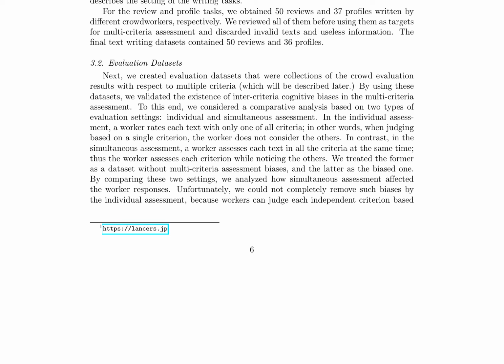The research then shifted to creating evaluation datasets based on crowd evaluation results, with a specific focus on inter-criteria cognitive biases in multi-criteria assessment. This involved examining both individual and simultaneous assessment settings to understand how simultaneous assessment affects worker responses. By analyzing these settings, the study aimed to identify potential biases in worker evaluations and develop more accurate evaluation targets for text quality assessment.